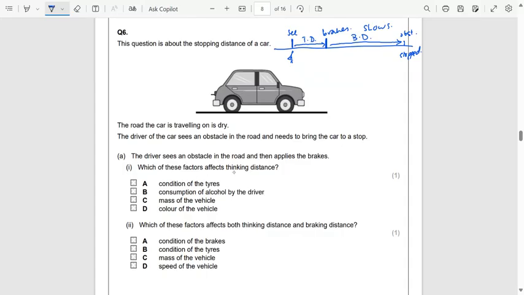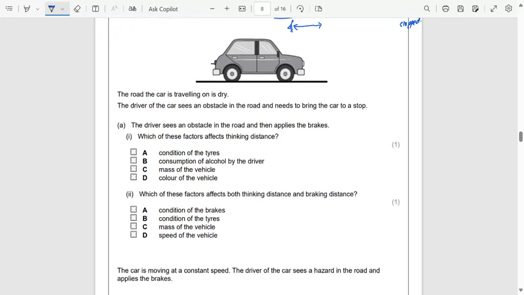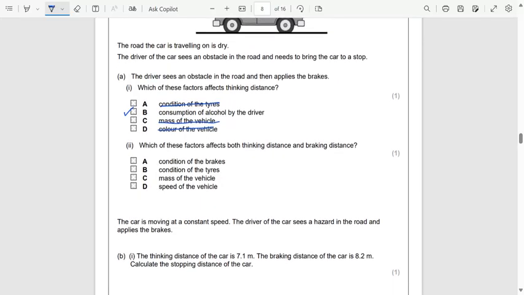Which factor can affect the thinking distance? So which factor can affect the reaction of the driver? The condition of the tyres is nothing to do with the driver, so it's not that one. Consumption of alcohol by the driver would change their reaction time, so it is B. I'm just going to check C and D. The mass of the vehicle doesn't affect the driver's reactions, nor does the colour of the vehicle. So I'm confident it's B.